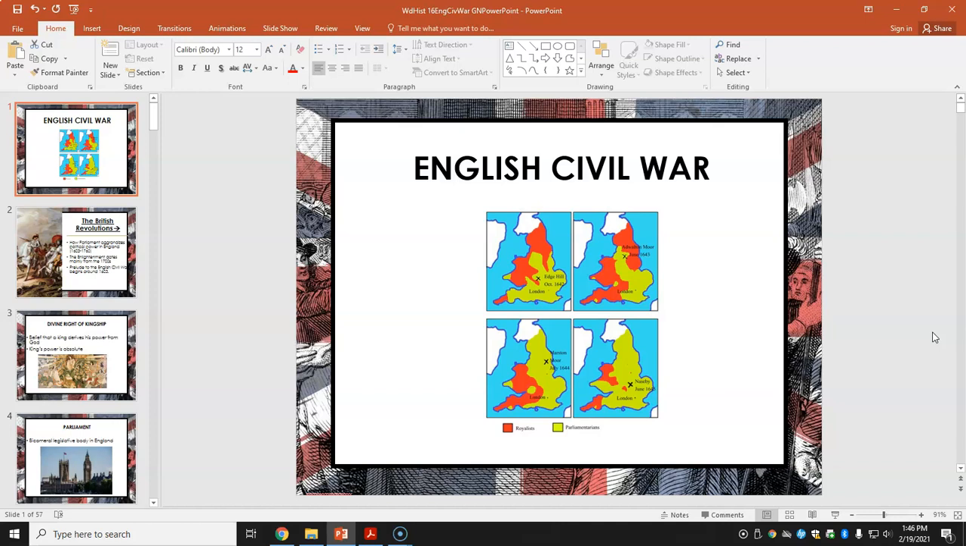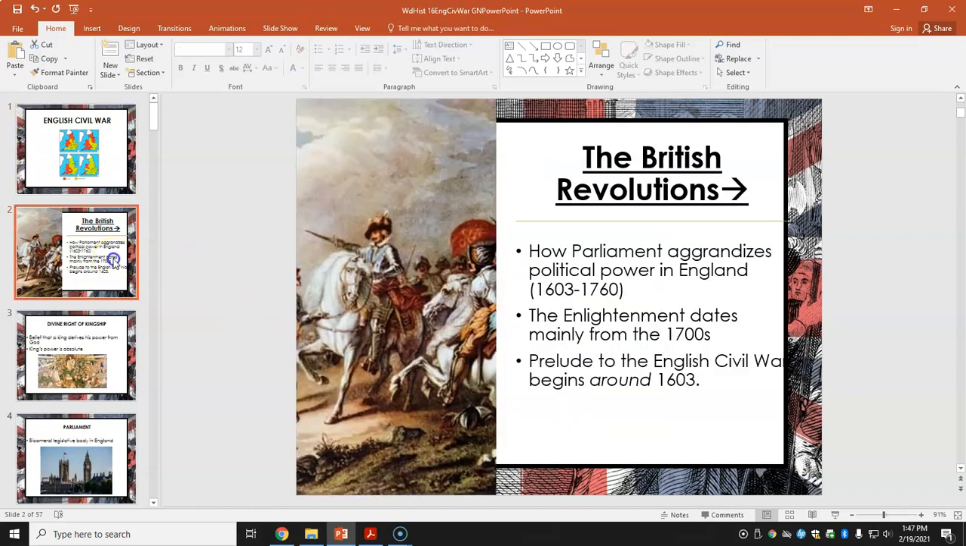The picture here shows the difference between the royalists and the parliamentarians. So this is kind of a big war between the people of England. So the British Revolution. The point of the revolutions is that it shows how Parliament aggrandized political power in England from 1603 to 1760.